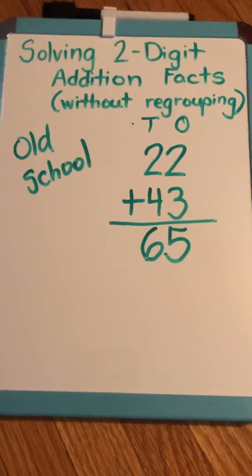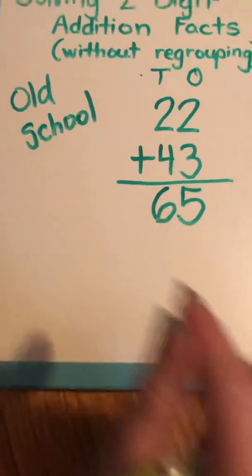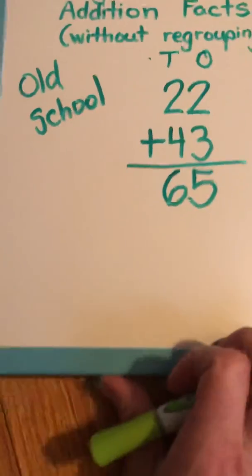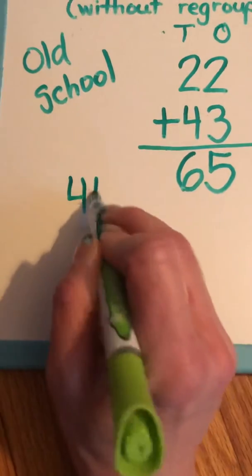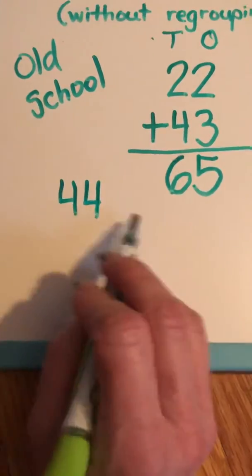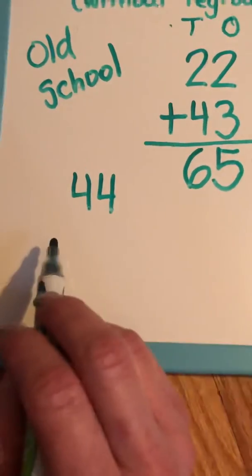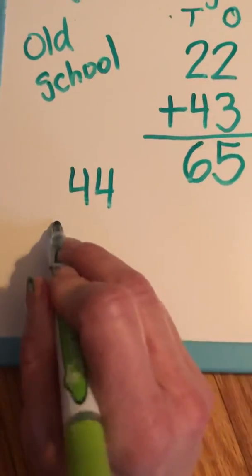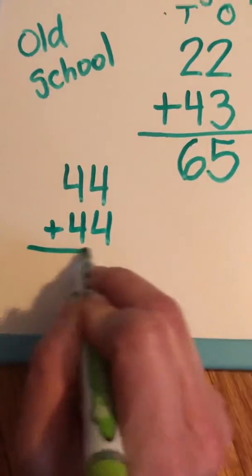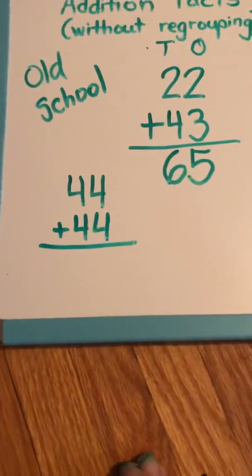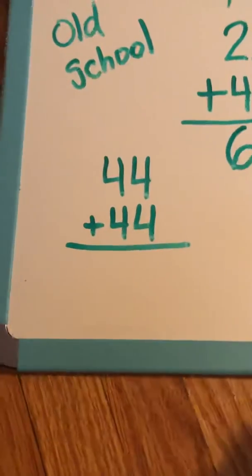Now I'm going to have you try the next one with me. Again, we're using what I call the old school strategy. I don't know why, but today I'm liking these numbers with the same digit in the tens and the ones. So I'm going to use 44. Why not just add 44? We're going to walk through this one together. This is the we do part of the lesson.